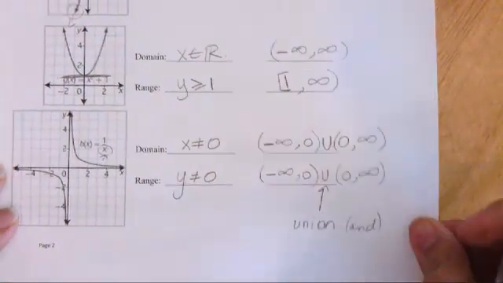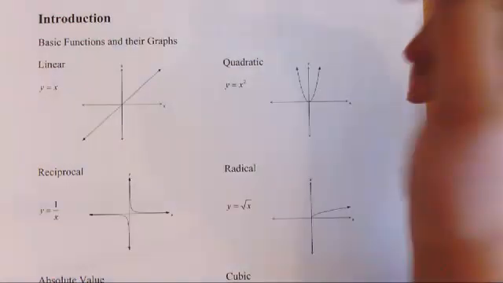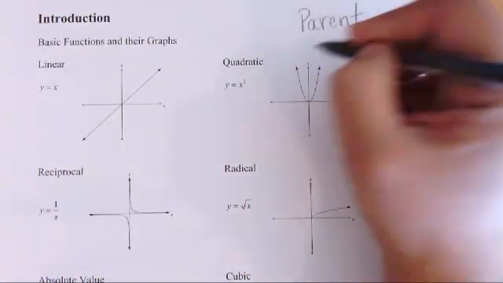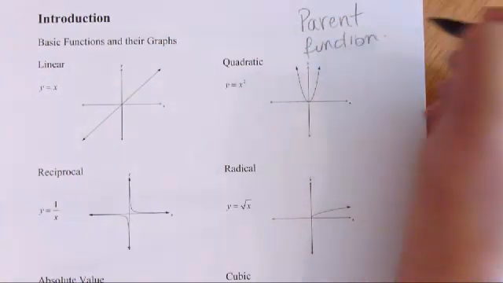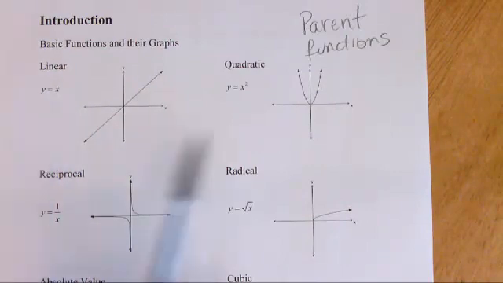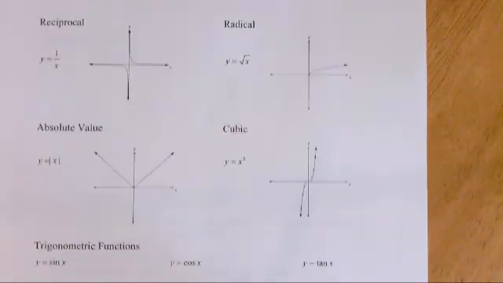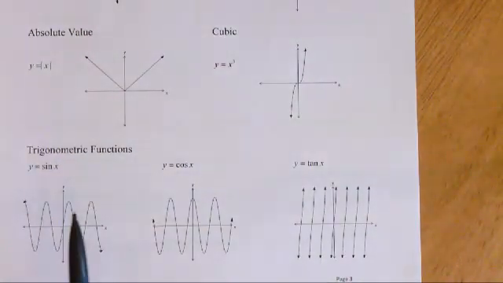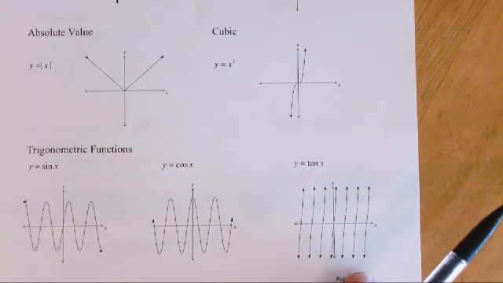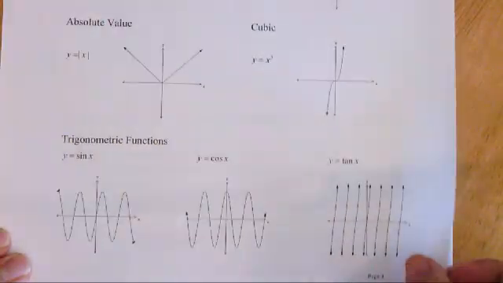All right. So the next thing we're going to do is look at these basic functions and their graphs. We're going to call these parent functions because these are everything. It kind of starts from here, right? So this is the basic linear function. That's the quadratic. We're looking at the reciprocal and the radical, absolute value, cubic, and the trig functions, sine, cosine, tan. You need to be familiar with these in order to have an easier time doing the questions that we're going to be asking.